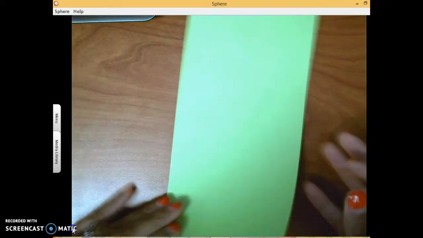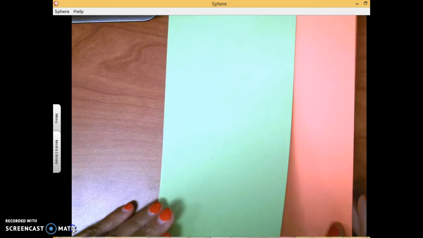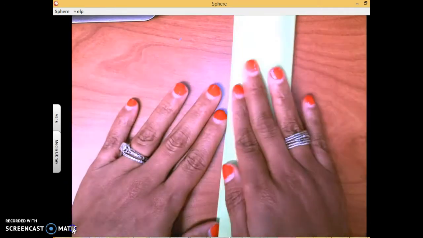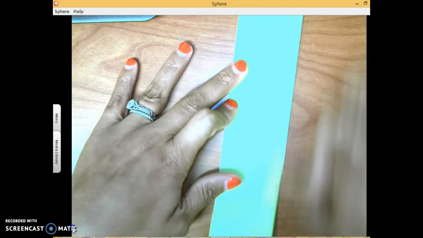Hey guys, you should have two sheets of paper. Either yours are green and orange or pink and orange, but either way you should have two separate sheets of paper. It doesn't matter which color. You're going to take the first sheet of paper and fold it vertically, or what we used to refer to as hot dog style.